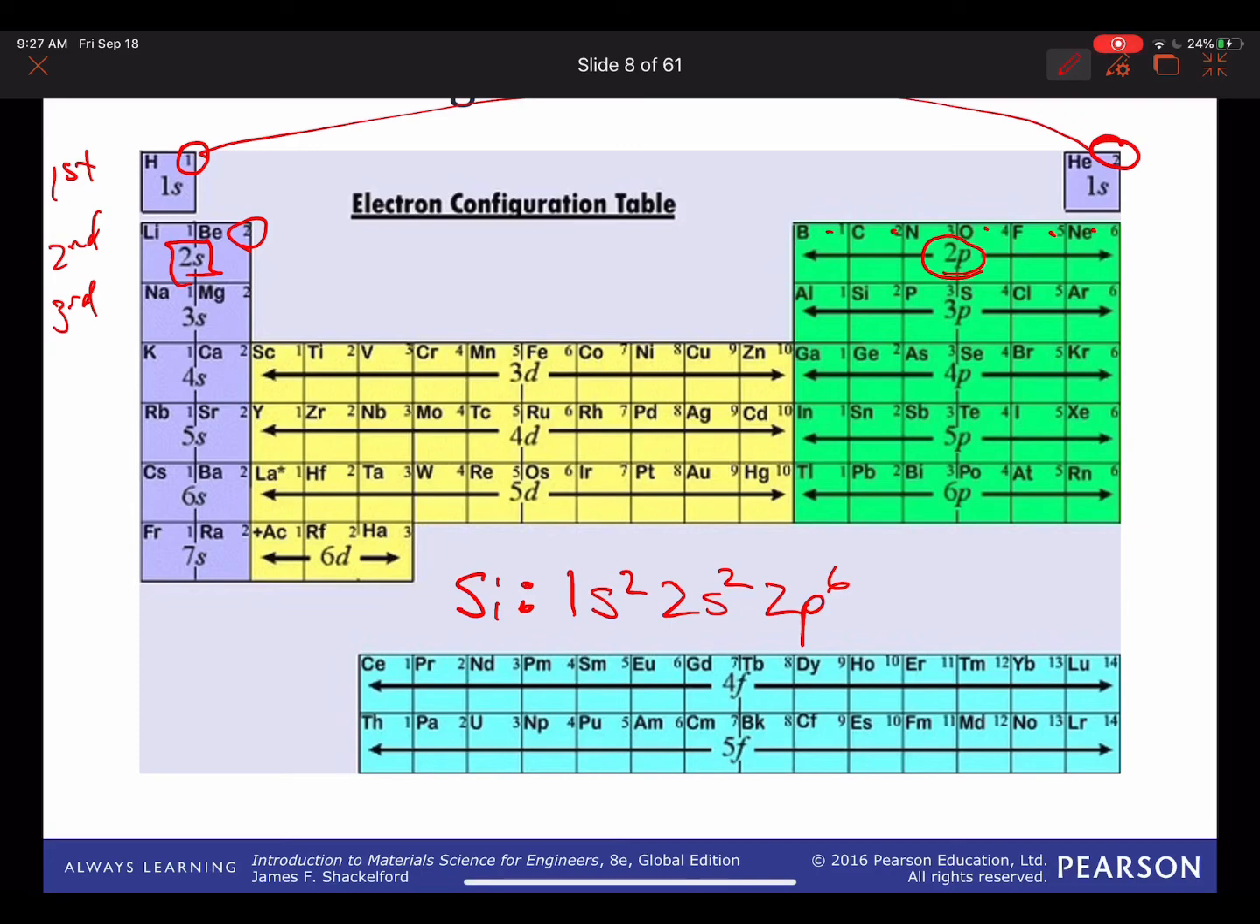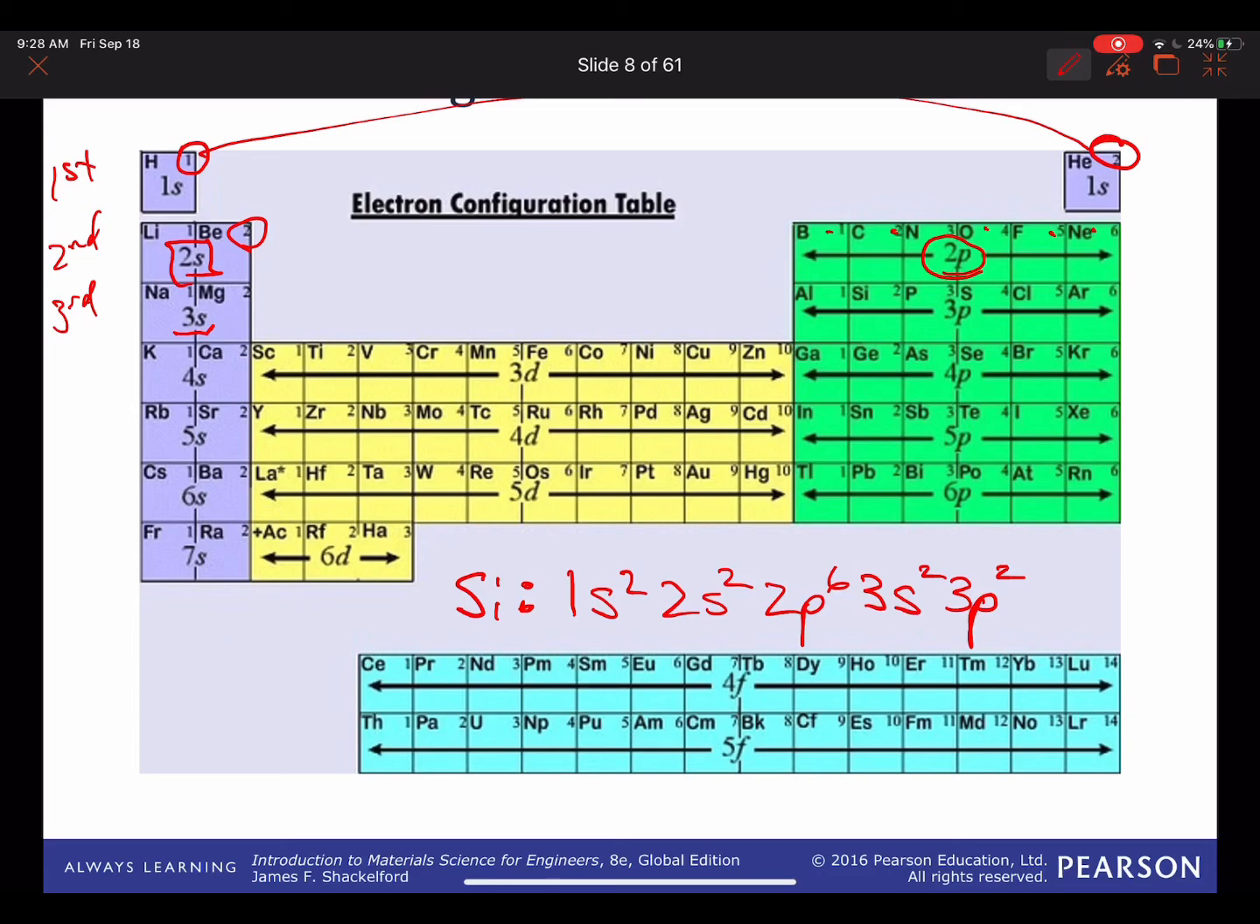We need to keep going, so we're now going to go to the 3s. And again, the 3s can accommodate 2 electrons at max, and so that's what we've got there. We're now at 12, and 2 more to go, so we need to get now into the 3p orbitals, and it looks like to finish off silicon, we're going to have 2 electrons there. Okay, so that would be the electron configuration for a neutral silicon atom.